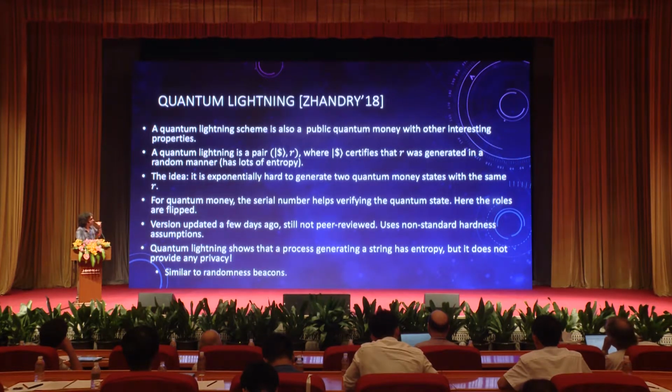Or in what sense is it random? It means that R was generated using a process that contains lots of min-entropy. That's basically what he shows.